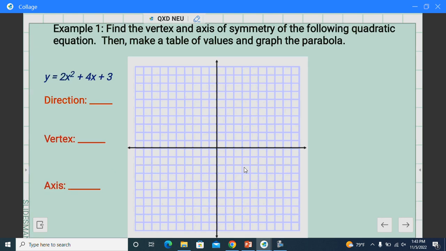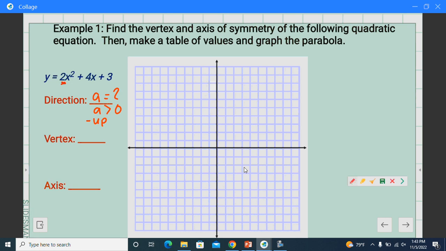Now let's have an example here. Find the vertex and axis of symmetry of the following quadratic equation, then make a table of values and graph the parabola. So you have there our direction. What is our direction? Our a is 2, and a is greater than 0, therefore it opens upward, right? Up.